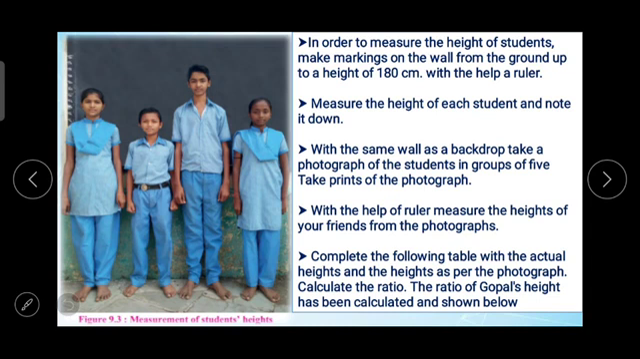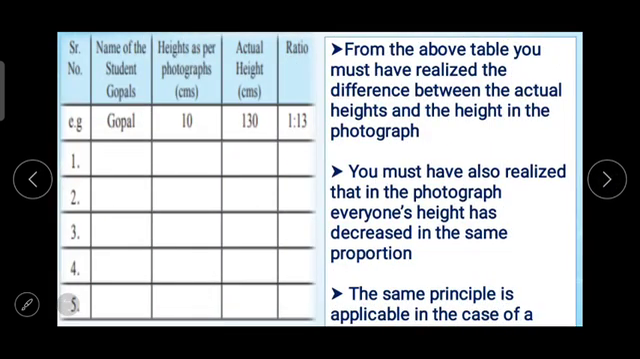Then with the same wall as a backdrop, take a photograph. Now here there is a backdrop. Take a photograph of the students in groups of 5. Take prints of the photograph. With the help of the ruler, measure the heights of your friends from the photographs and then complete the following table with the actual heights as per the photograph. Now calculate the ratio. The ratio of Gopal's height has been calculated and shown below. Here on the screen you can see.